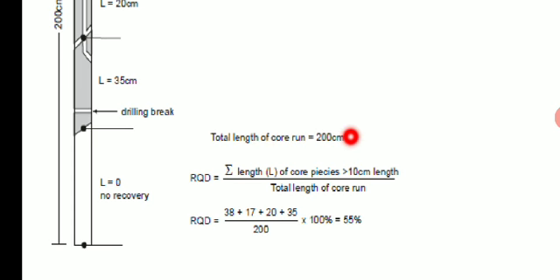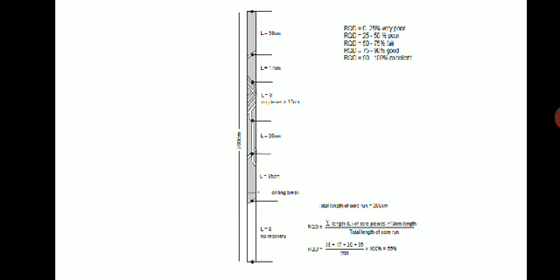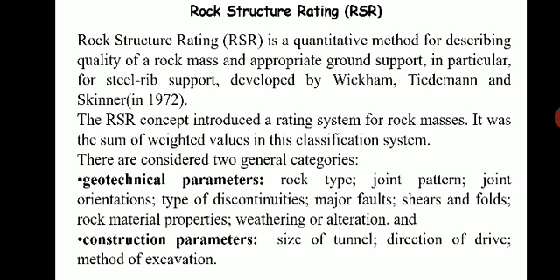The total length of the core run is 200 centimeter. So up to 200 centimeter is the length of the core, and if you add the lengths which are more than 10 centimeter, you will get the answer as 55%. So this is how we have to calculate the RQD, that is rock quality designation.